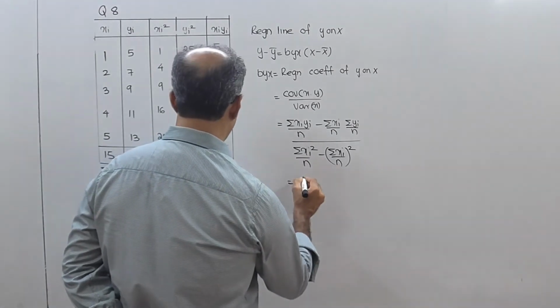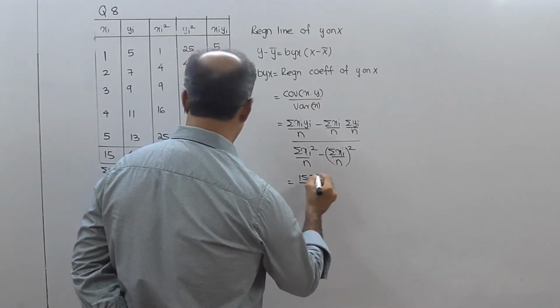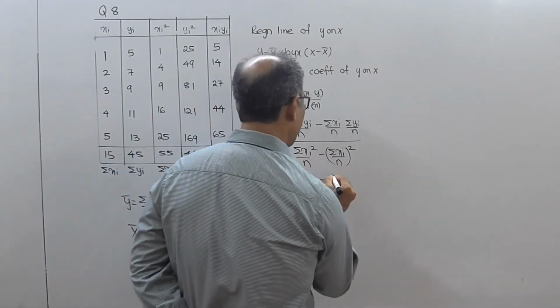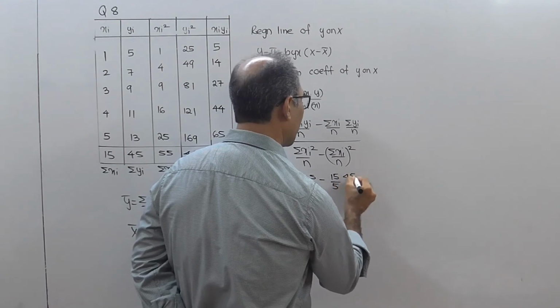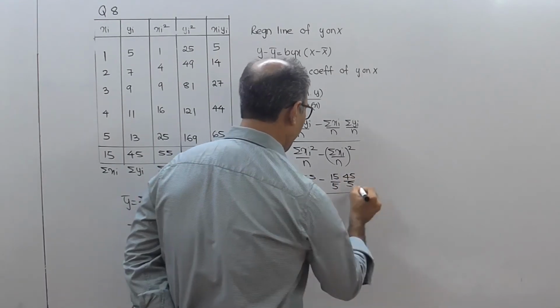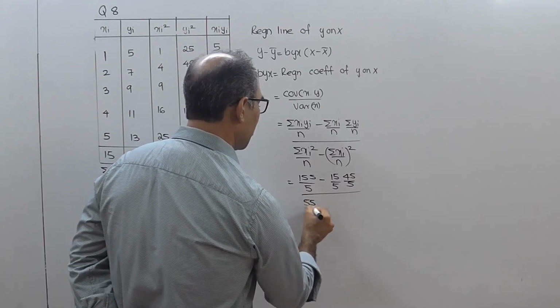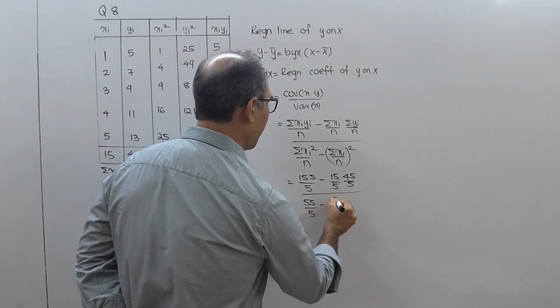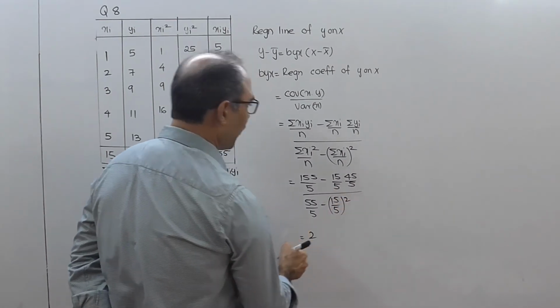So sigma xi yi is 155, n is 5, sigma xi is 15 upon 5 followed by 45 by 5, the whole upon sigma xi square, which is 55 upon 5 minus 15 upon 5 the whole square. The numerical value is 2. Try to solve it.